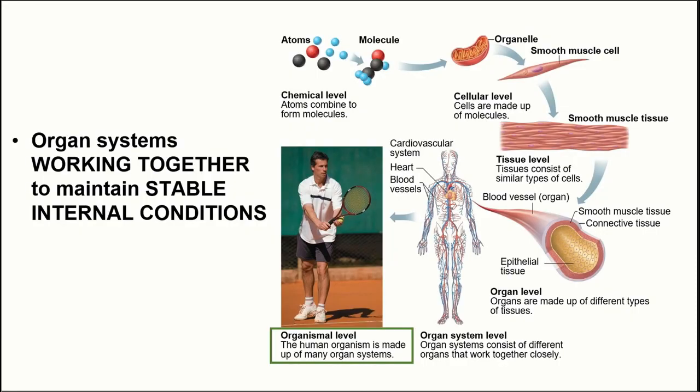Finally, we'll wrap up the levels of organization by talking about the organismal level here. And so the organismal level represents all of the body's organ systems working together to maintain stable internal conditions. Now, I use this term stable internal conditions very specifically here because this is going to lead us into our next topic, which is a topic called homeostasis.